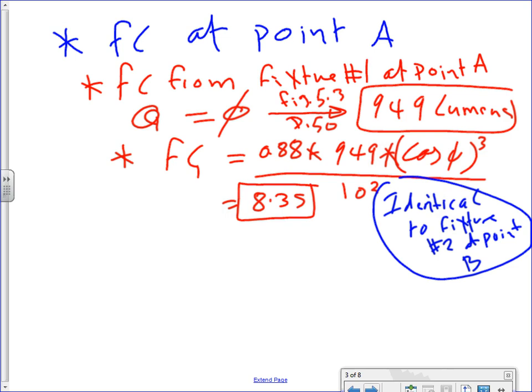Okay, now from fixture number 1. So we did that one. So that's a fixture from the second thing I'm going to do here. So that's the second one here.